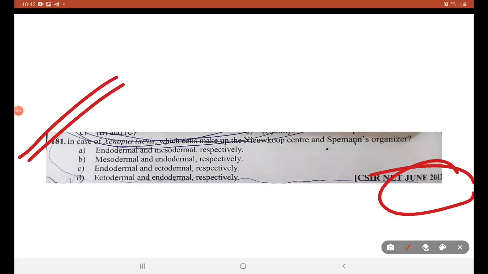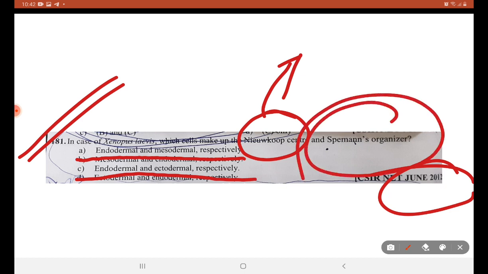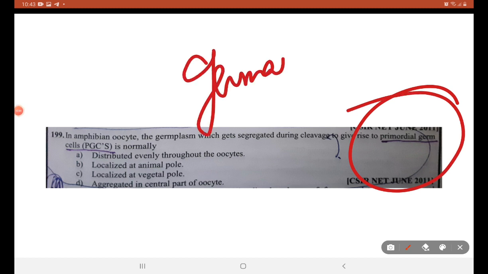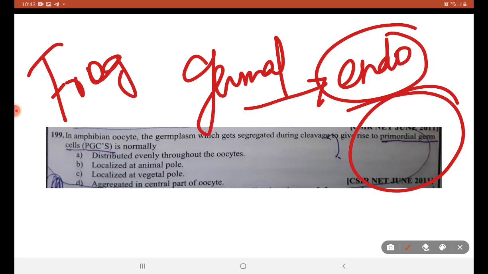Xenopus, 2012. The Nieuwkoop center, I said it is endodermal. It is vegetal in origin. It is endodermal, so B can't be the answer. D can't be the answer. Spemann organizer is mesodermal in origin, not ectodermal. A is the right answer. Primordial germ cells: germ cells are endodermal. In the case of frog, I am speaking in the case of frog. It's mentioned as amphibian. So C is the right answer.